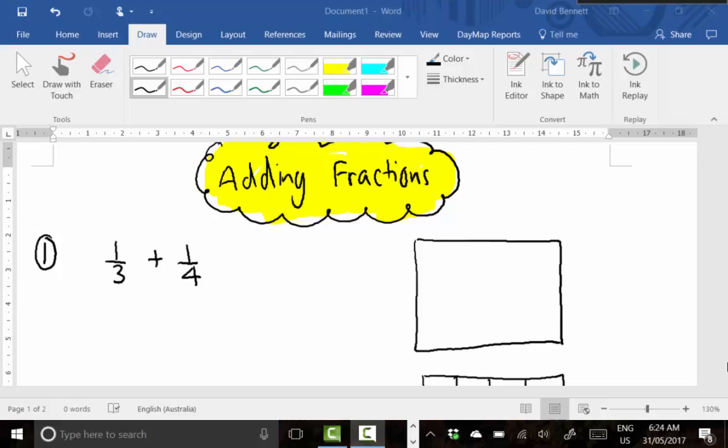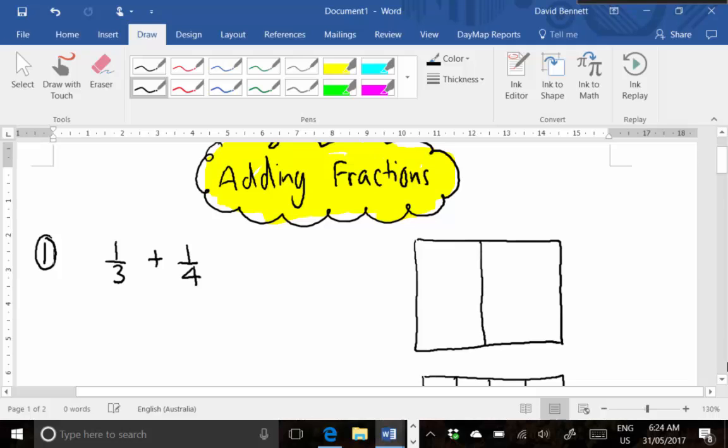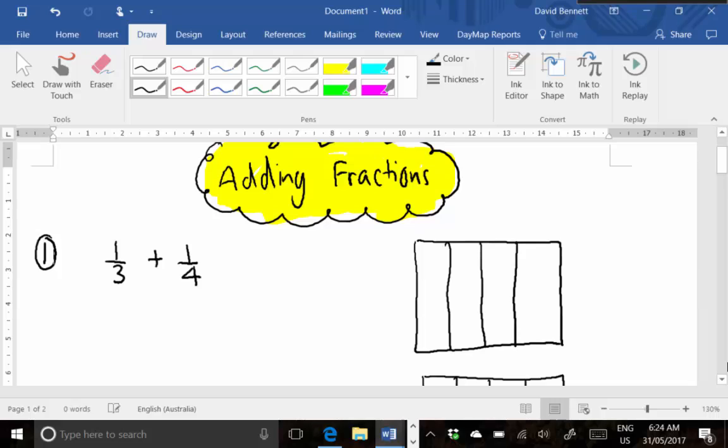Now, we did a paper folding activity in class, and I just want to show you how this works. So if we had a third and a quarter, to make a quarter, we have to fold this into 4 bits. So we halve that, and halve that again. All right, that's our quarters. So if we shade a quarter, then we're going to shade this area here, something like that.